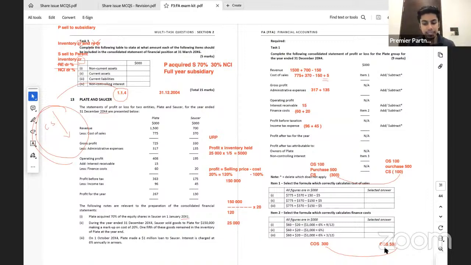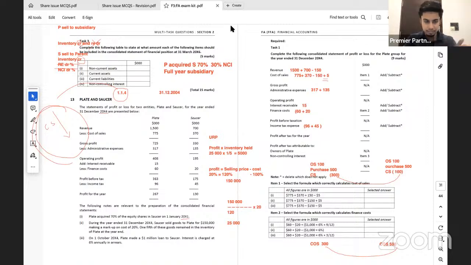Here, guys, 300 became 500. That's why I'm adding the URP to the cost of sale. All good? So this is what, guys, you should do. I went so long because I wanted you to understand the theory. Understand the logic. Don't just memorize. See, learn how it works.